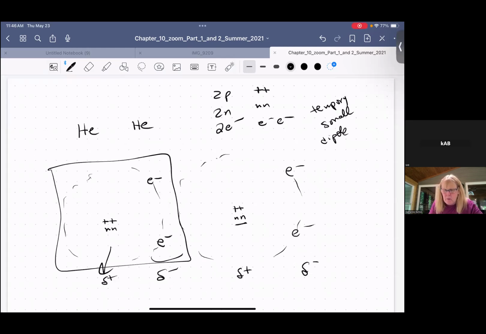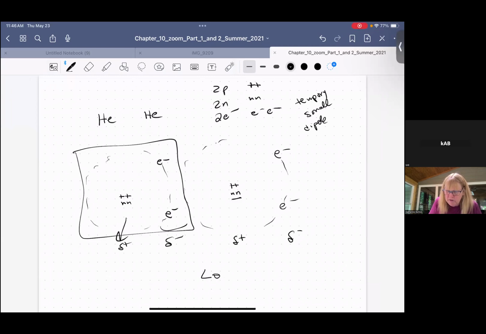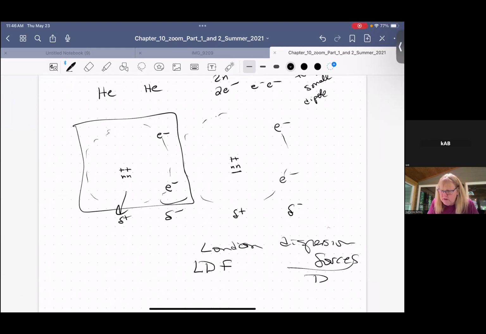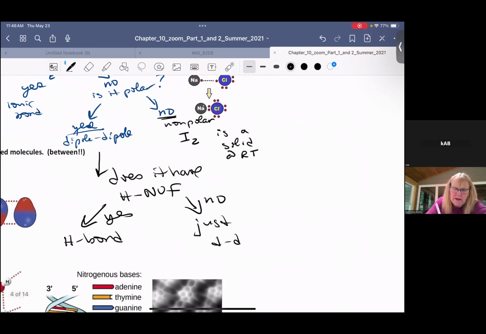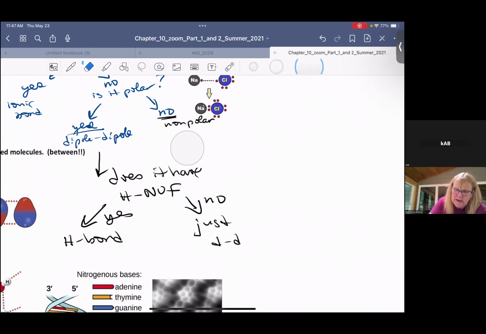And what we have here are what we call London dispersion forces or dispersion forces. We frequently shorthand this as an LDF, London dispersion forces, or just DF. Both of these answers are fine. And if we take a look at this, this is our last possibility. And our last possibility is whether or not it is polar. So if it is nonpolar, for example, our iodine, I2, it is going to have London dispersion forces only.